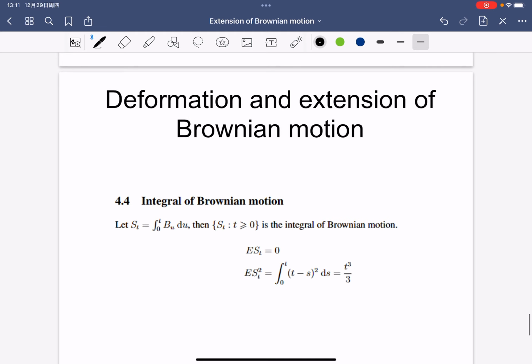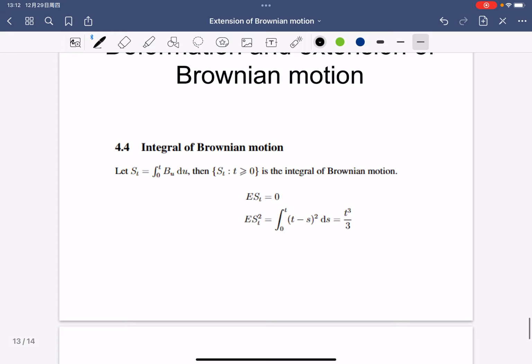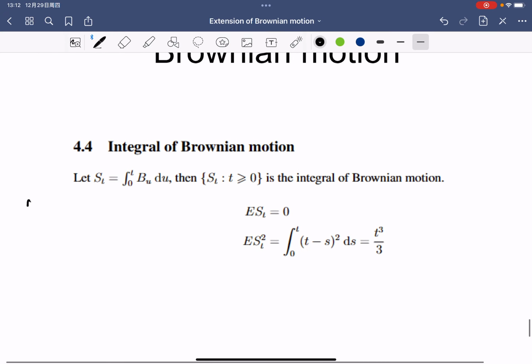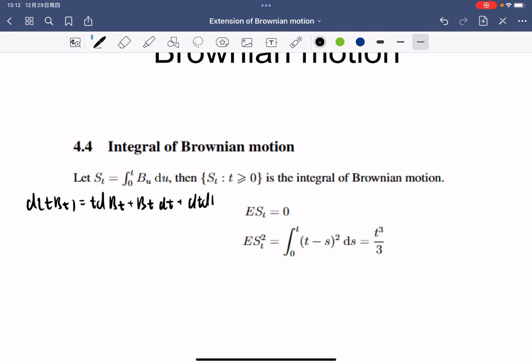Next part, we study the integral of Brownian motion. Let S_t be equal to the integral of the Brownian motion, then it is the integral of Brownian motion. We can prove that d(tB_t) is equal to B_t dt plus t dB_t.